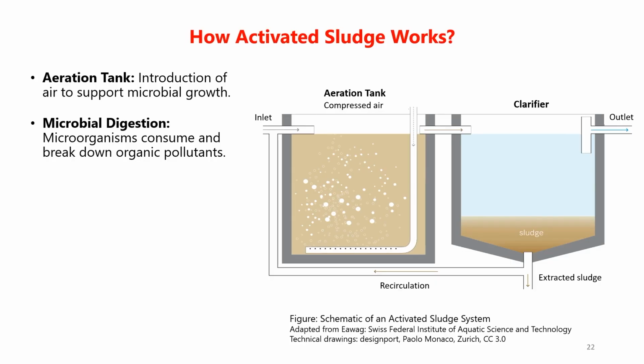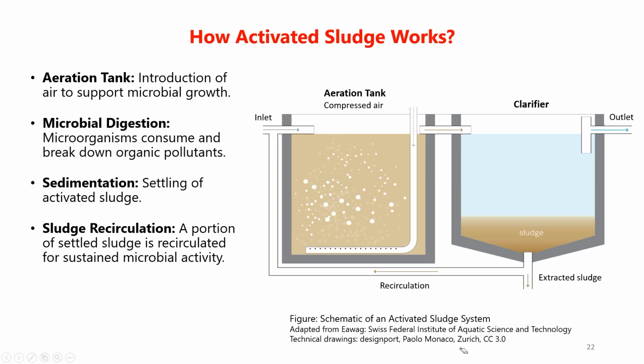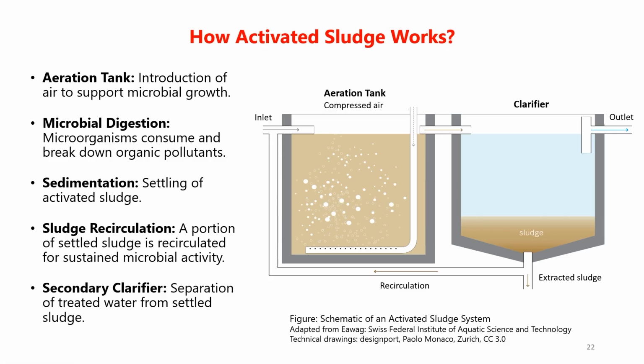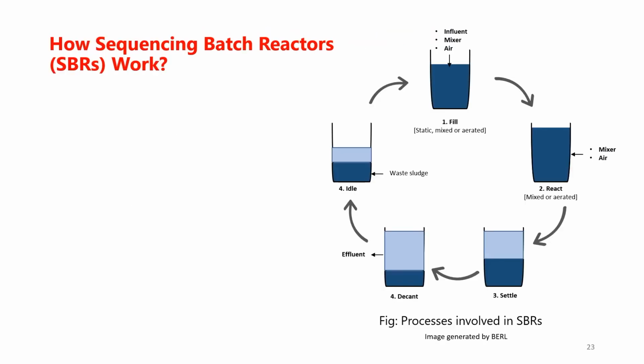In the aeration tank, we introduce air to support the microbial growth. Microorganisms consume and break down the organic pollutants in the aeration tank, and then there is sedimentation where settling of the activated sludge takes place. A portion of the settled sludge is recirculated for sustained microbial activity. Then we have a secondary clarifier where separation of treated water from the settled sludge takes place.